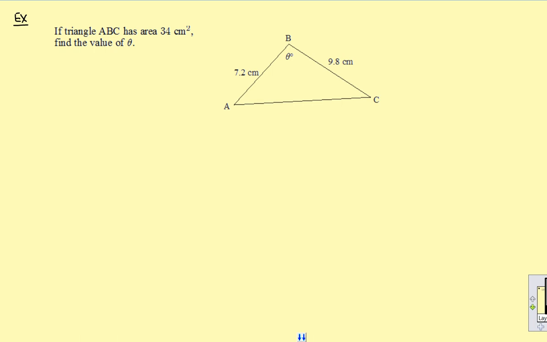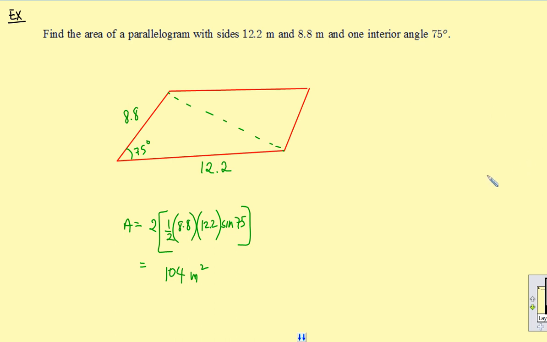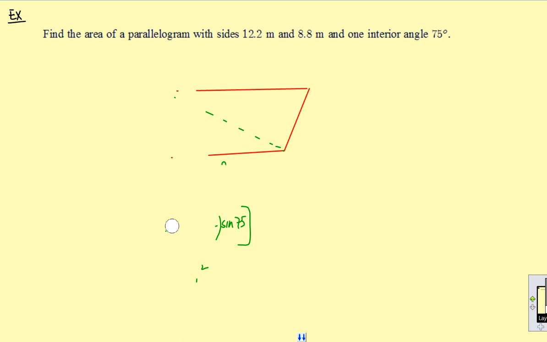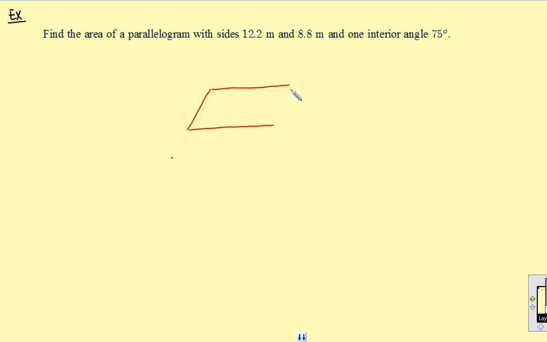Now, this is another question that's similar. Let's take a look at very quickly just finding the area of a parallelogram. So if we have a parallelogram with sides 12.2 and 8.8, and it has one interior angle of 75, well, the interior angle is referring to the included angle. So I will start by drawing out my parallelogram. You were not given the figure here. And I know that one side is 12.2 and the other one is going to be 8.8.